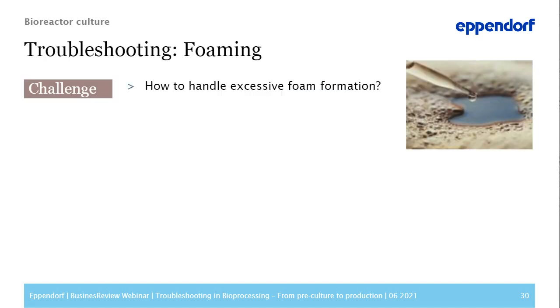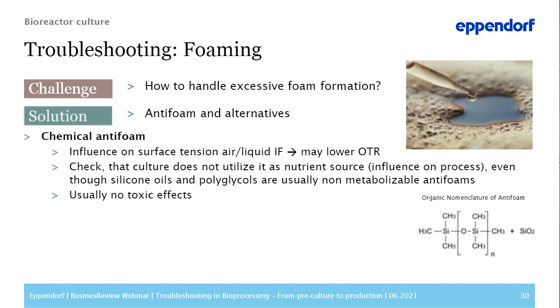So one of the most common questions is how to handle excessive foaming in bioreactors. The most common method is to use anti-foam agents that will reduce the surface tension on the liquid interface and break up the bubbles in the liquid surface. However, of course, using excessive anti-foam agent can actually lower the OTR in the vessel and negatively affect DO levels. So in most applications, using anti-foam agent doesn't have a negative or a toxic effect on the cells.